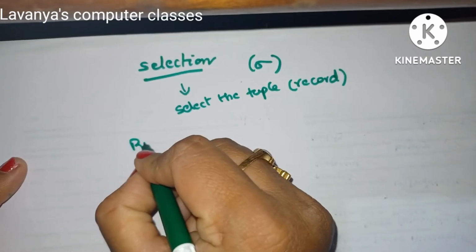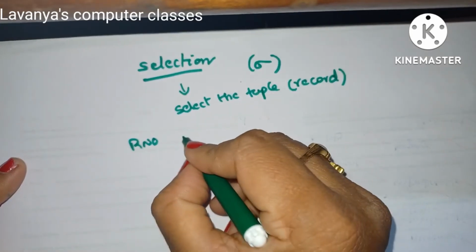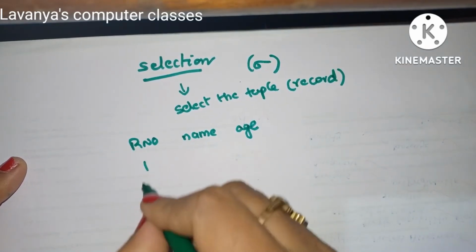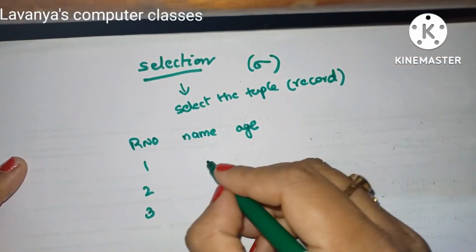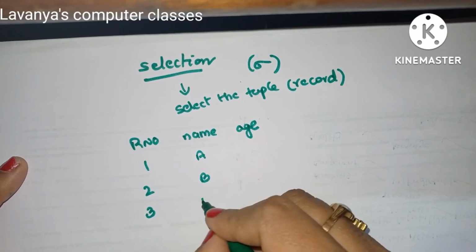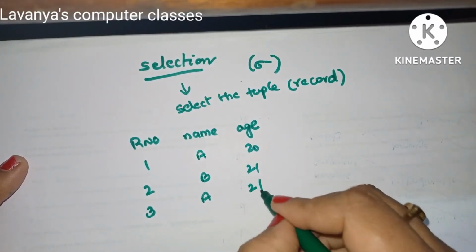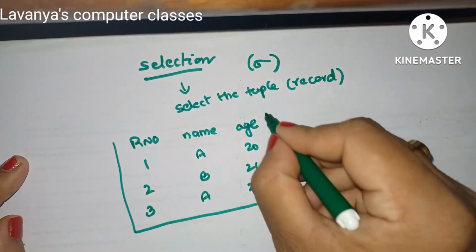Same table, same information. I'll take it once again. Roll number, name and age. This is a relation. 3 roll numbers are there. Student names are A, B, A and age is 20, 21, 21. So this is the information.